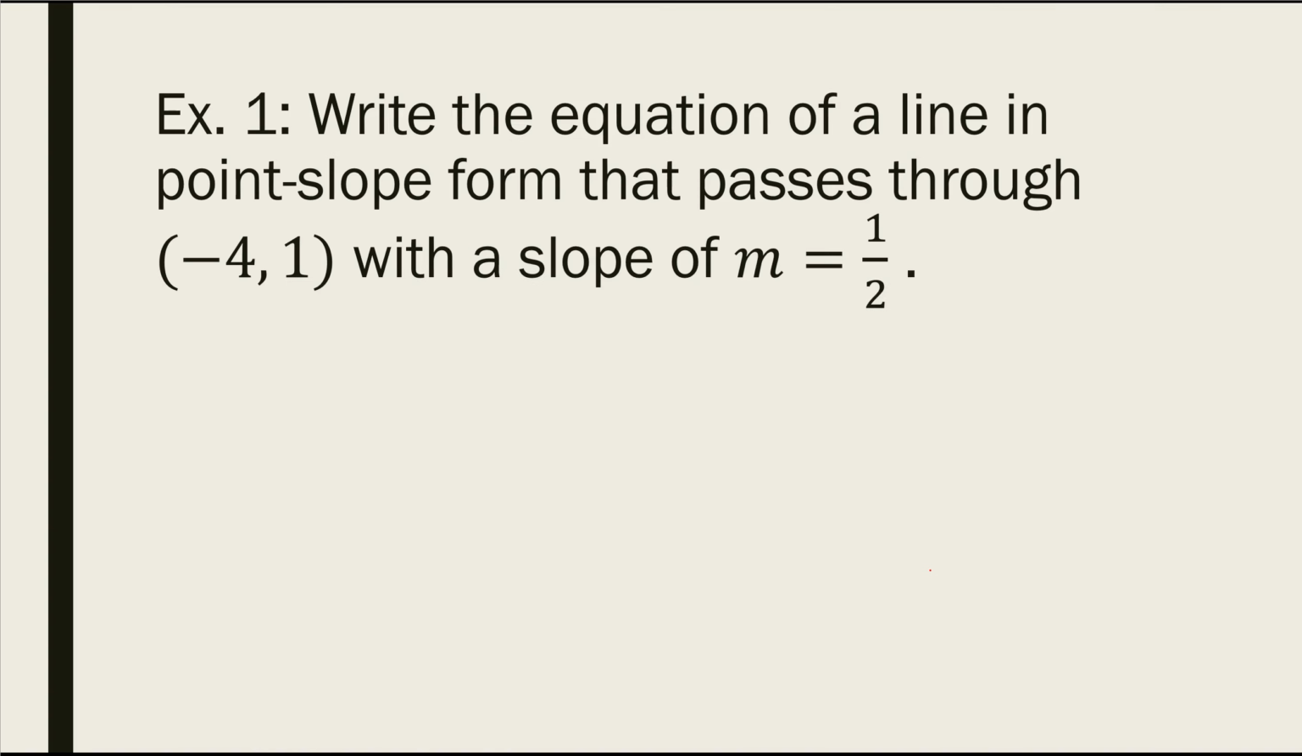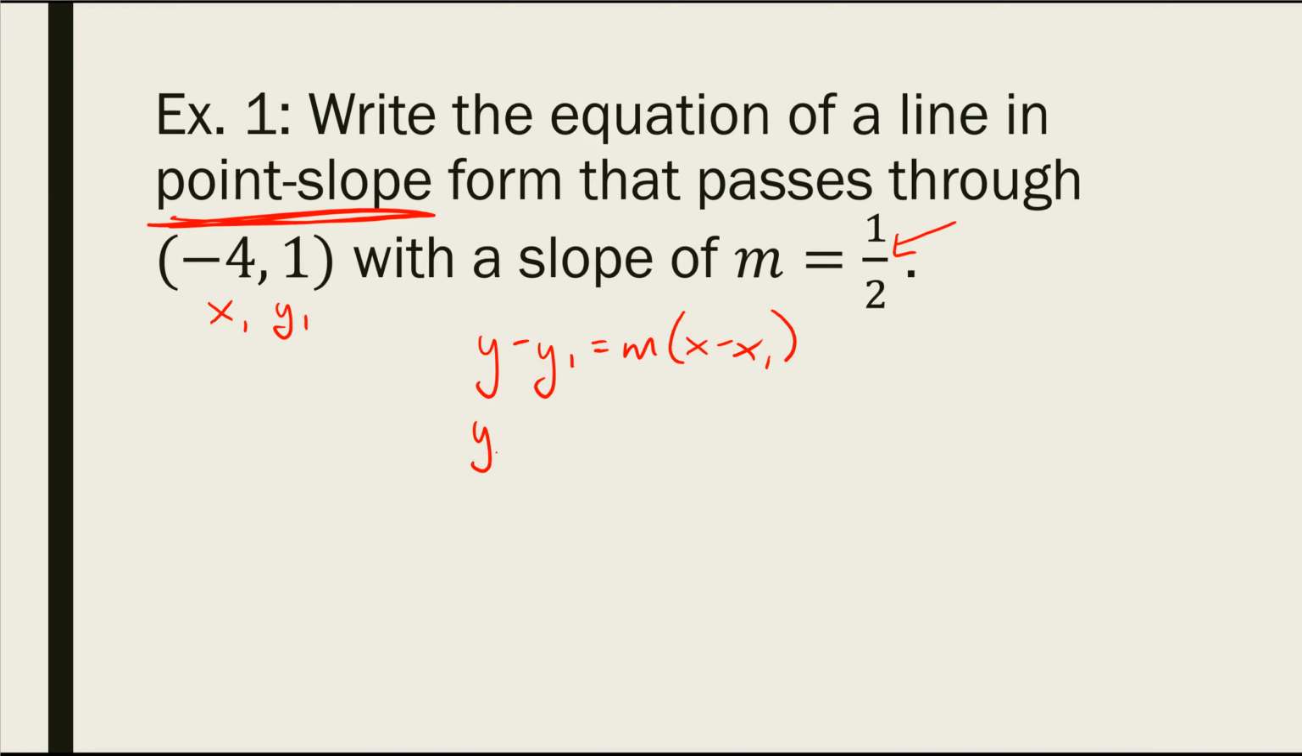So example number 1, we're jumping right in. We want to write the equation of a line in point-slope form. It passes through this point and it has a slope of 1/2. Now this is brilliant. They've given me literally exactly what I need in point-slope form. Remember, point-slope form is y minus y1 equals m times x minus x1. And oh my goodness, I have my point. Here's my x1, y1. I have my slope. I can just plug in the values and I'm almost done.